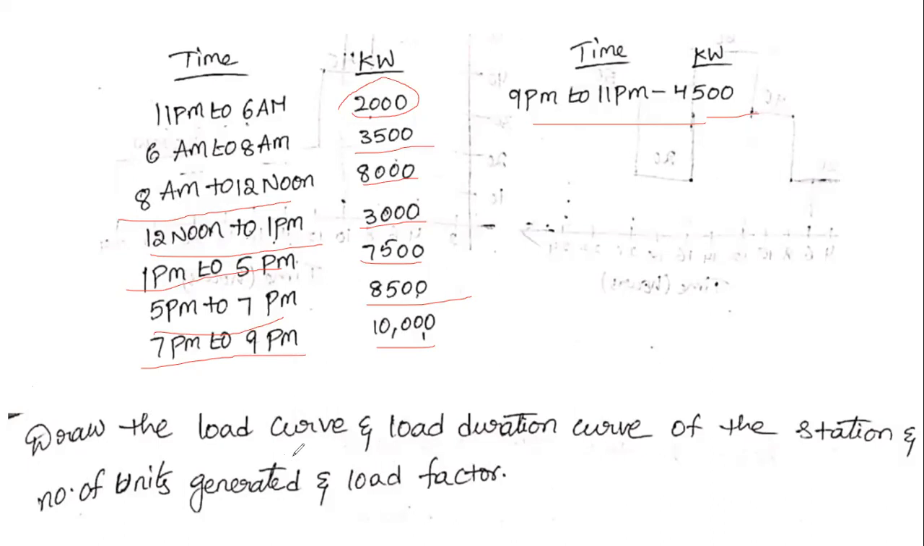What is the formula for load factor? That is average load by maximum demand. And what is the average load? That is number of units generated by hours.